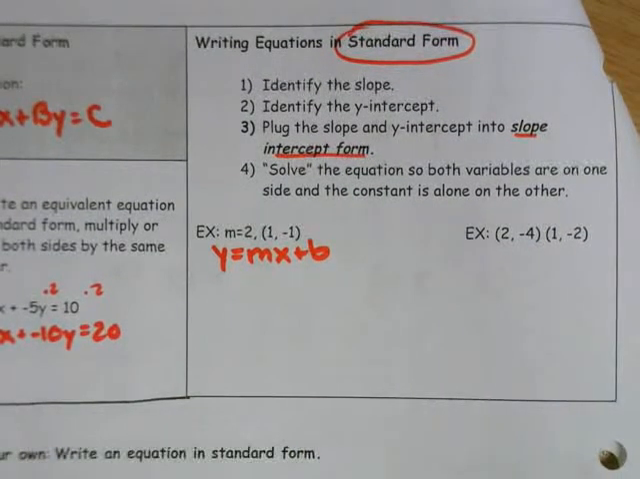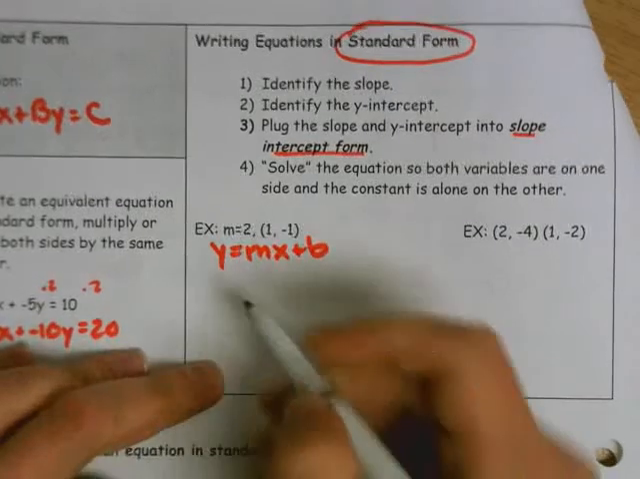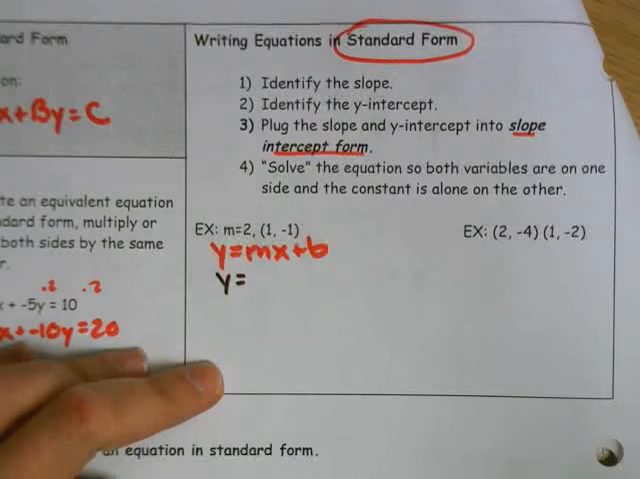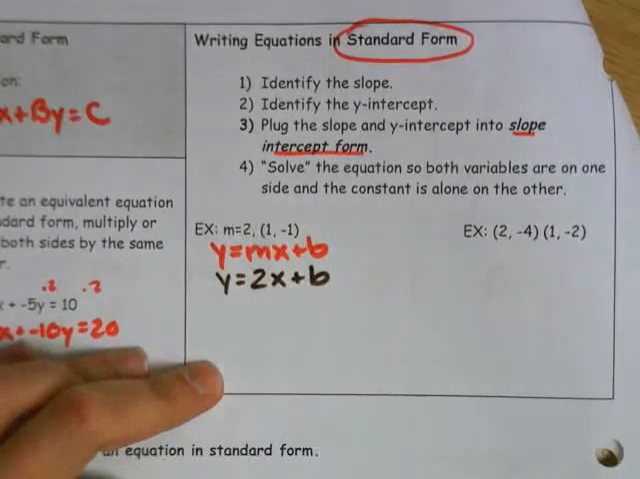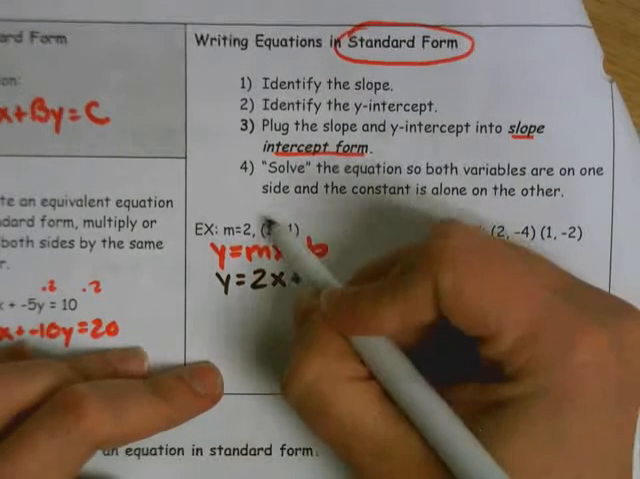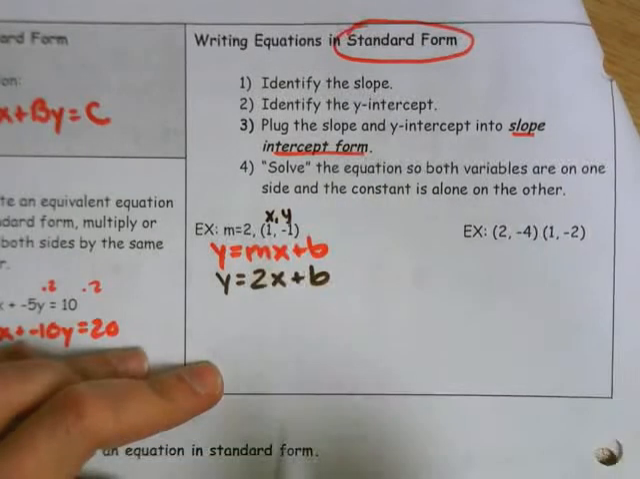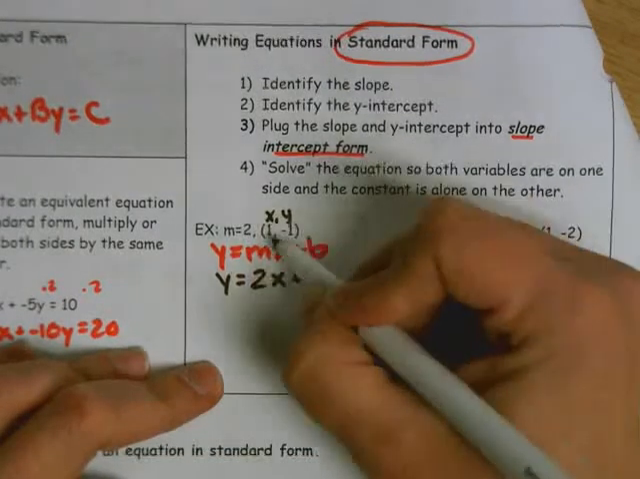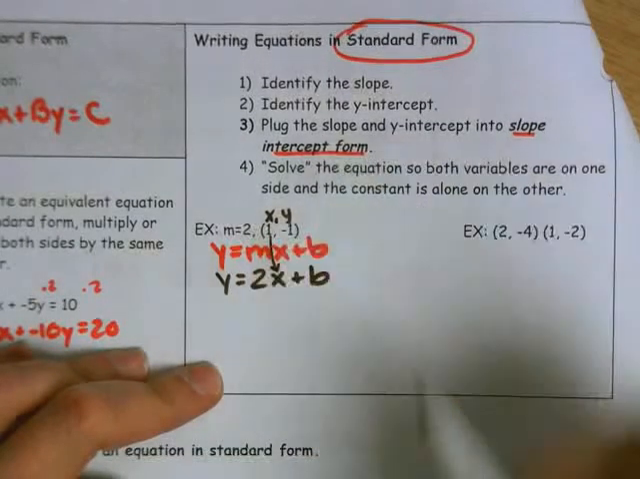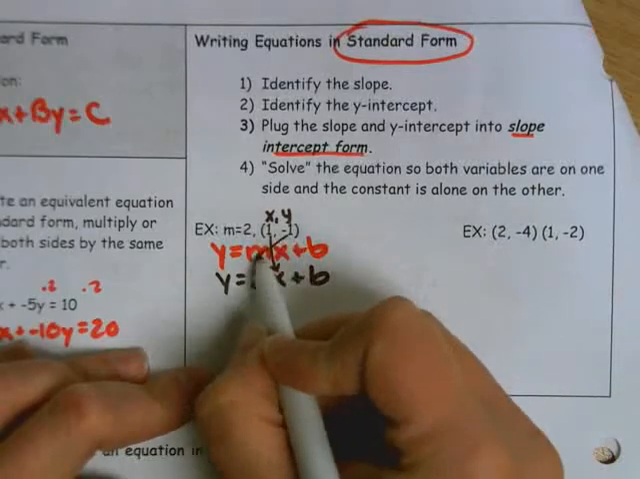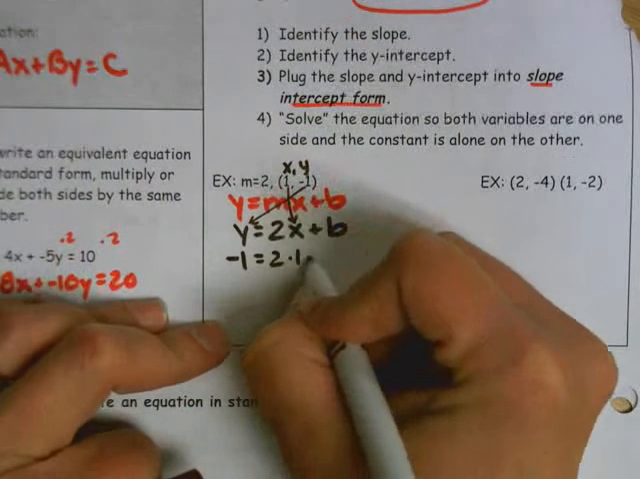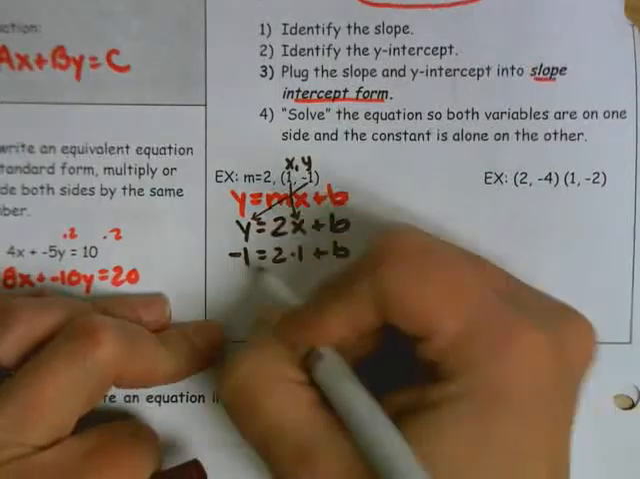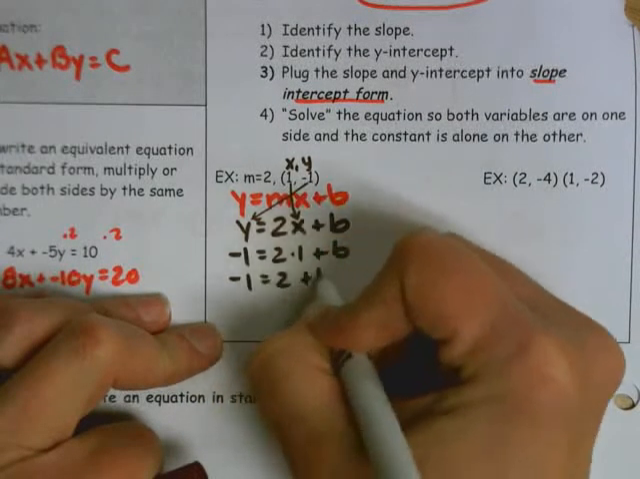All right, well, let's see. Do we know the m? Yep. The m, in this case, it even tells us flat out. It's 2. Do we know our b, our y-intercept? No, we just have another point. So we've got to take that point, that x and that y, and plug it in. So the 1 goes in for x, and the negative 1 goes in for y. Negative 1 equals 2 times 1 plus b. So that's really just 2 plus b.